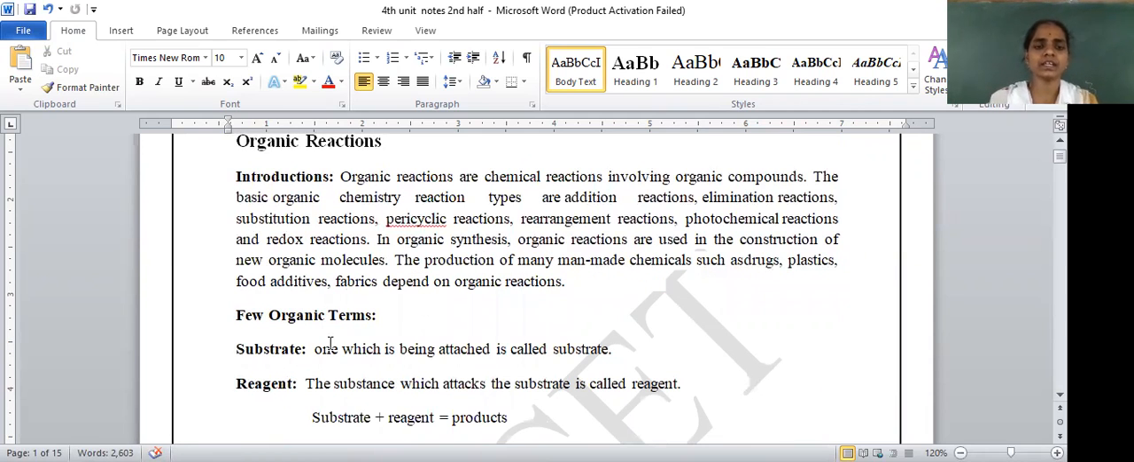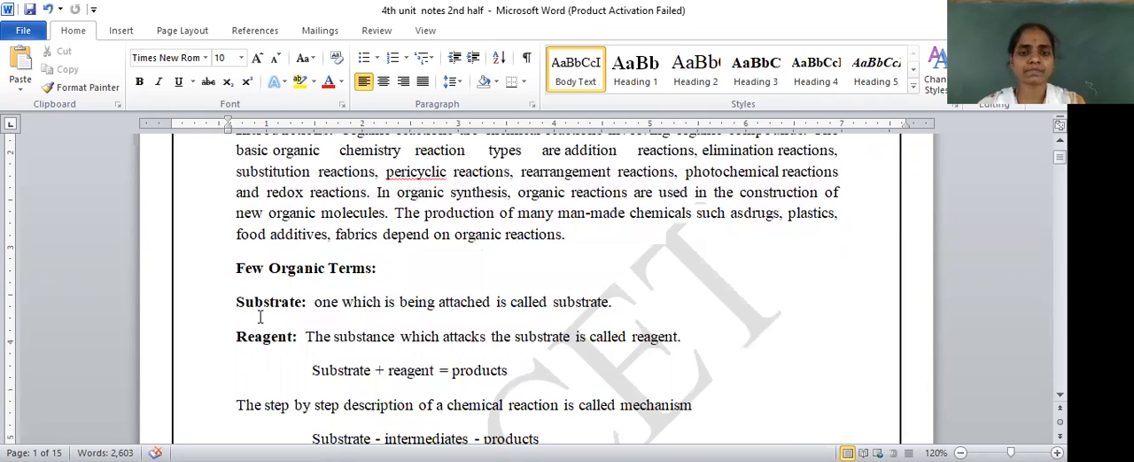If you see here, in order to know the organic reactions, some basic terms we need to know. Like a substrate: the reactant which is getting reacted is called the substrate. And a reagent is a substance which is attacking the substrate molecule, so that is called a reagent. When the substrate and the reagent react with each other, they form a product.